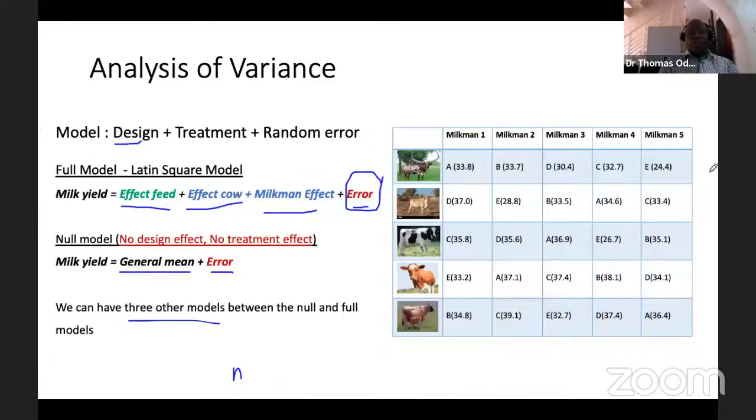Okay, so what we are going to do now is look at the different models and see the effect. Remember, the amount of variability in our data set remains the same. It doesn't change, but the proportion that is explained by the different factors changes depending on the model that we have. If we have a null model, that means everything else is going to be error.